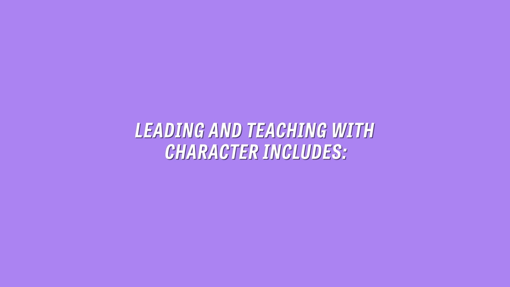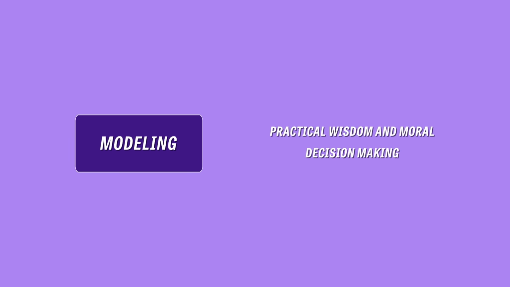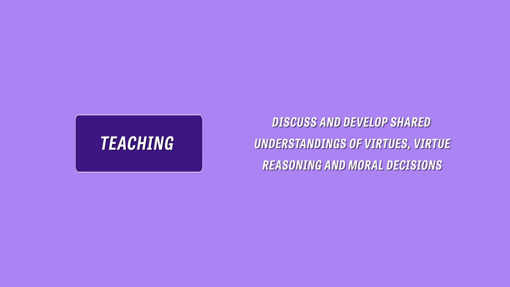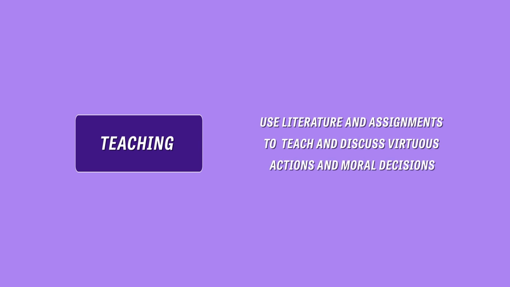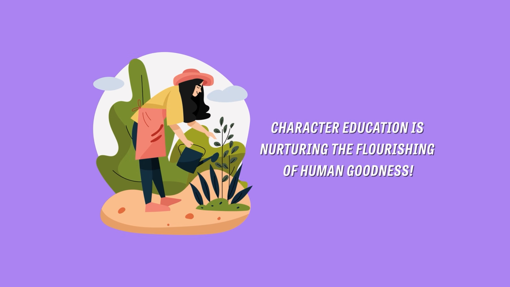Overall, it's imperative to remember that leading and teaching with character includes modeling positive virtues, modeling practical wisdom and moral decision-making, modeling the balancing of virtues, teaching through discussions and developing shared understanding of virtues, virtue reasoning, and moral decisions. Teaching the balancing of virtues to make good decisions for the betterment of society or teaching practical wisdom. Teaching using literature and assignments to explicitly teach and discuss virtuous actions and moral decisions. In all, character education is nurturing the flourishing of human goodness.